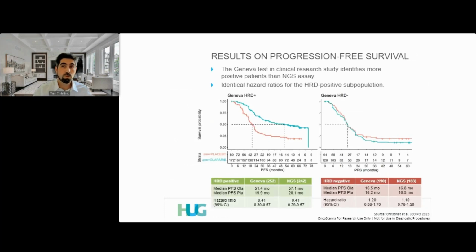Now, what's really interesting, obviously, is the response, how the Geneva test delineates the two categories. And we could see that in the HRD positive with the Geneva test, we have a really nice separation between patients that receive olaparib and placebo for the progression-free survival. And the hazard ratio is really similar to the NGS approach at 0.41. In the HRD negative population, we see the same result as in the PAOLA-1 trial, no difference between the two populations, depending on whether you get olaparib or the placebo.